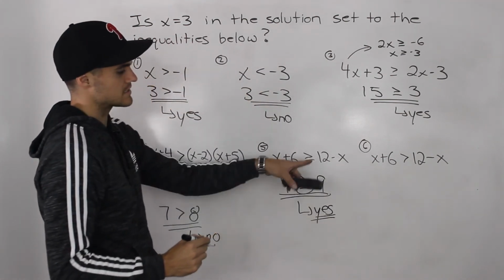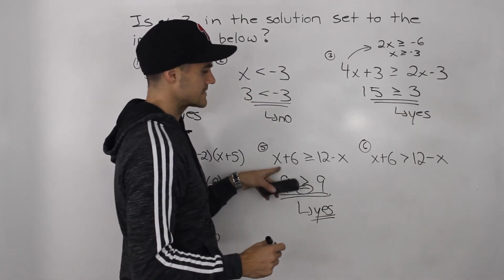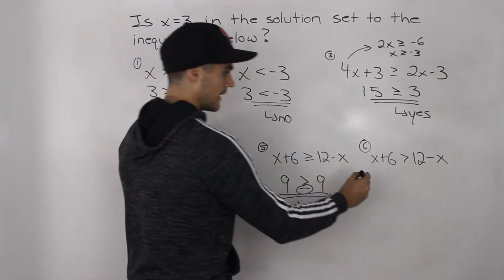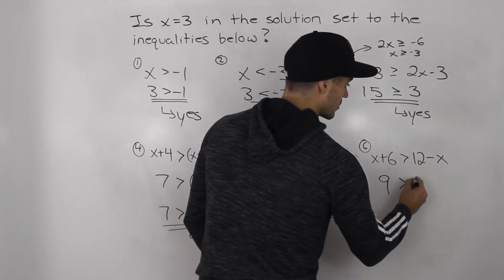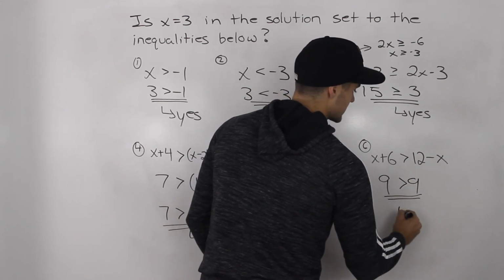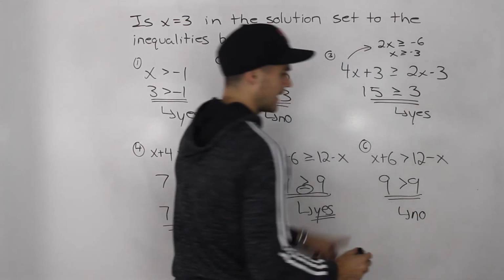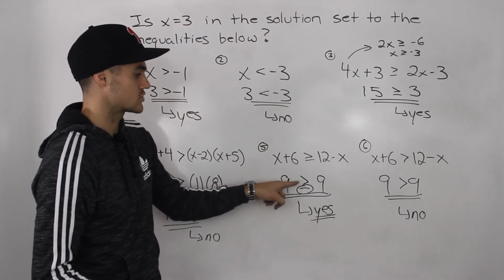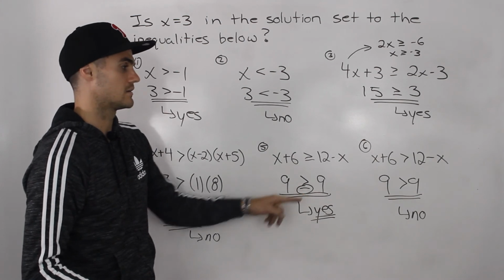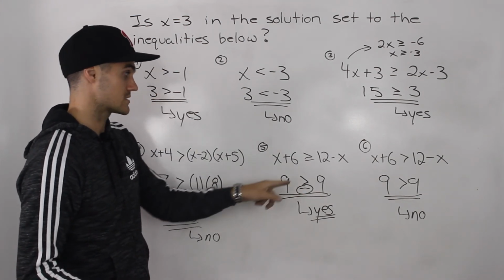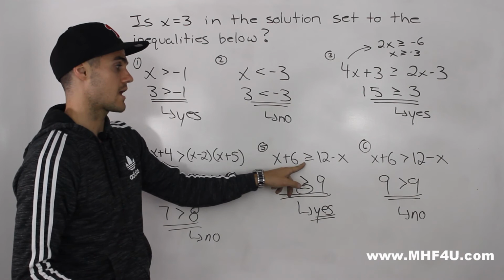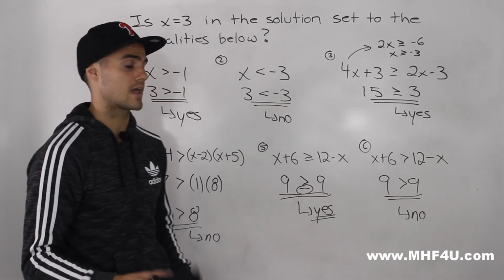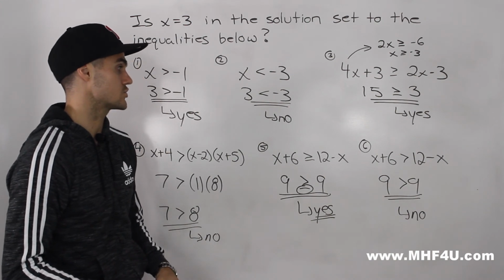Because if you notice in the next one, we have the exact same inequality, except it's just greater than. So we'll end up having 9 is greater than 9. And that doesn't make sense there. 9 is not greater than 9. But here it made sense because it was 9 is greater than or equal to 9. So just be aware of that as well. Sometimes whether it is a greater than or equal to or just a greater than symbol makes a difference in the answer to the question.